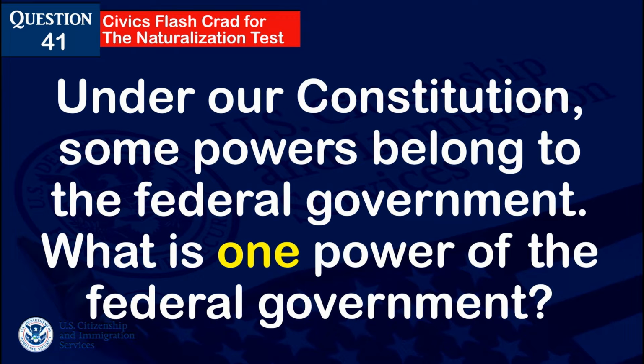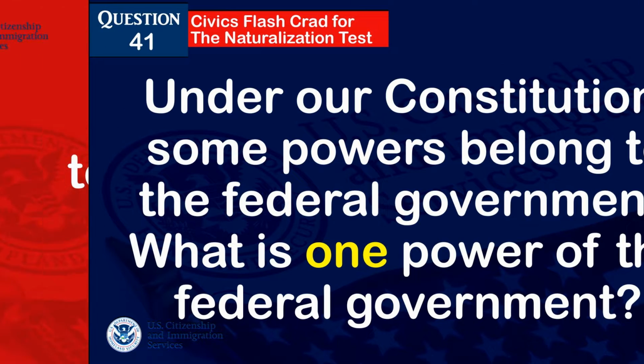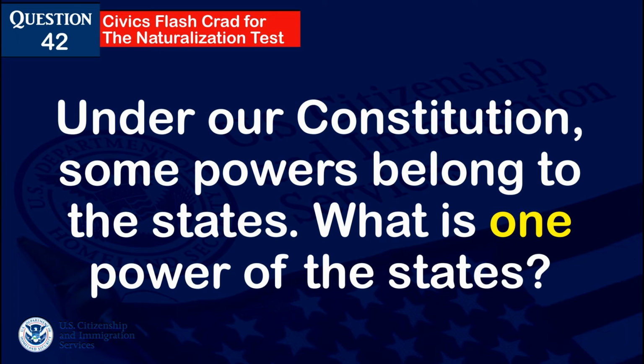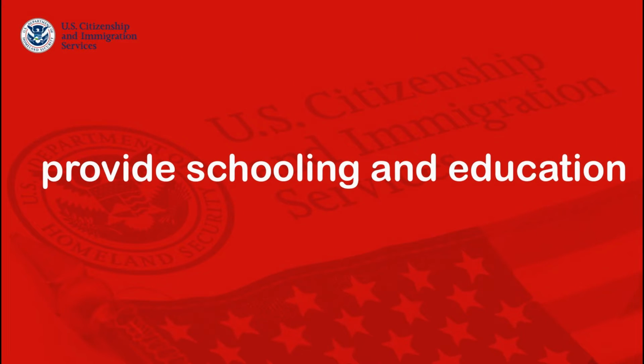Under our Constitution, some powers belong to the federal government. What is one power of the federal government? To print money. Under our Constitution, some powers belong to the states. What is one power of the states? Provide schooling and education.